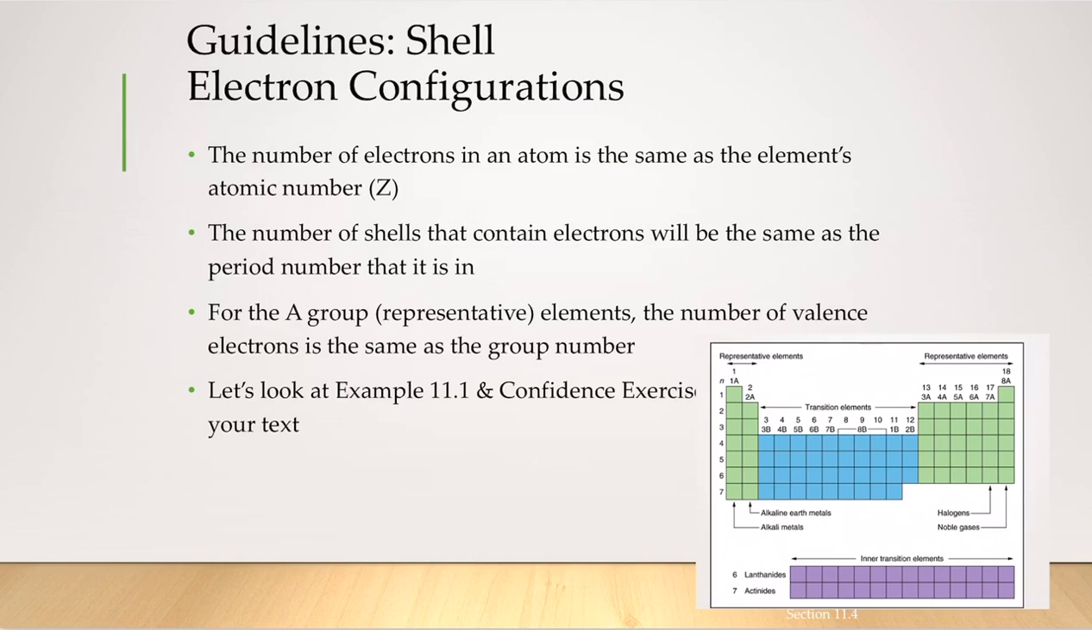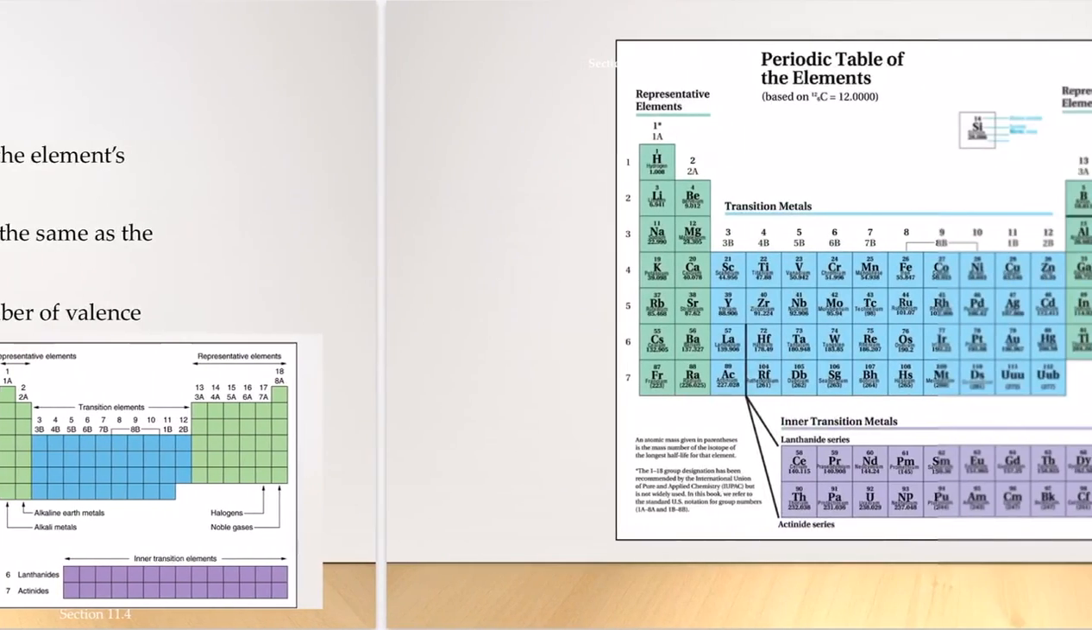The number of electrons in an atom is the same as the number of protons in the atom. You can imagine that the atom is an electrically neutral substance, and therefore the total number of electrons is going to be equivalent to the total number of protons.